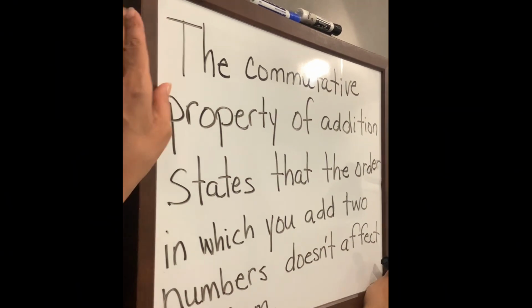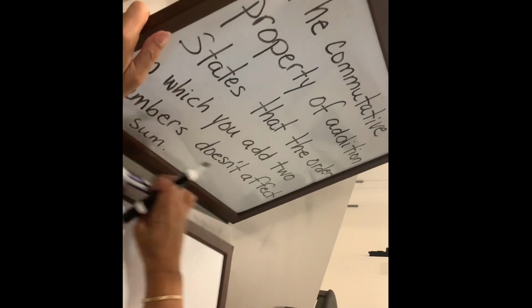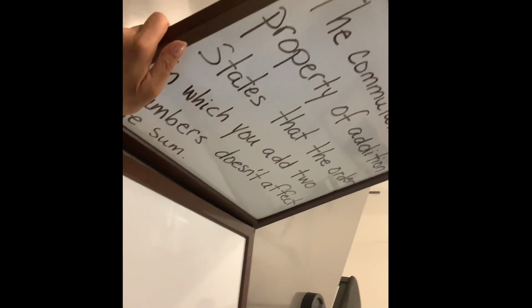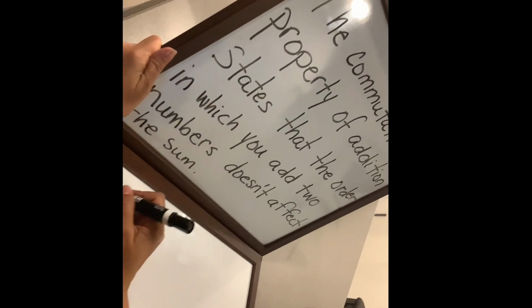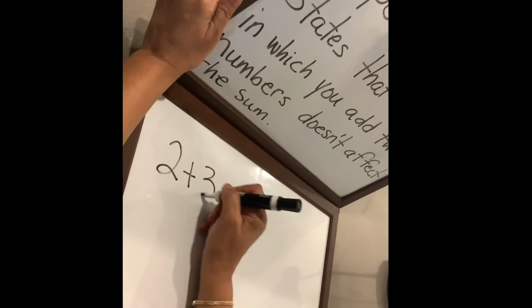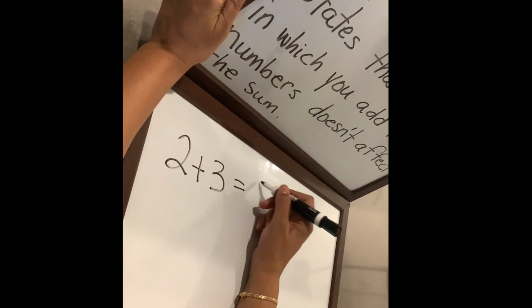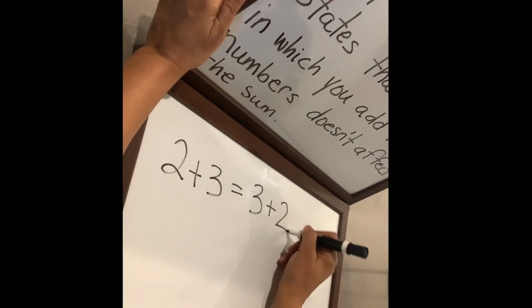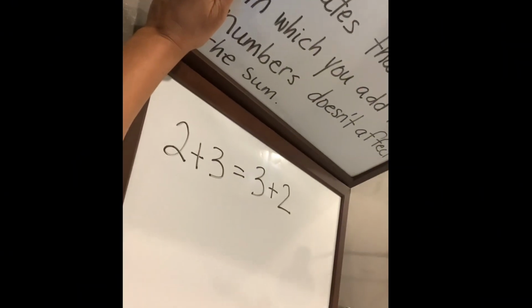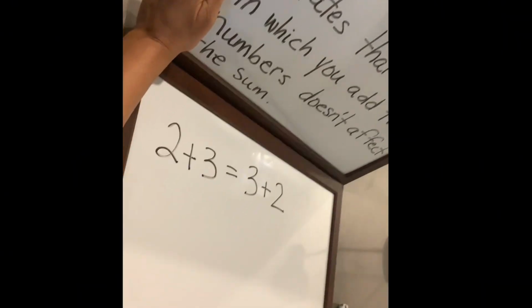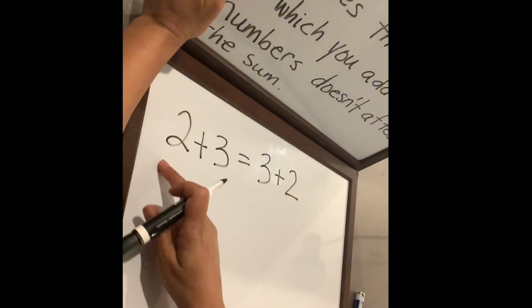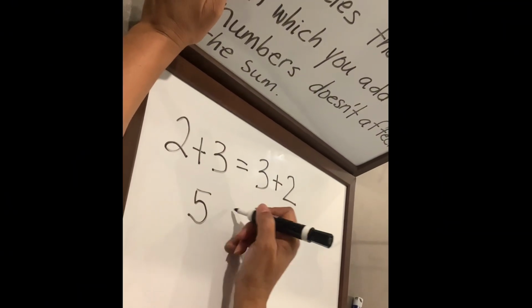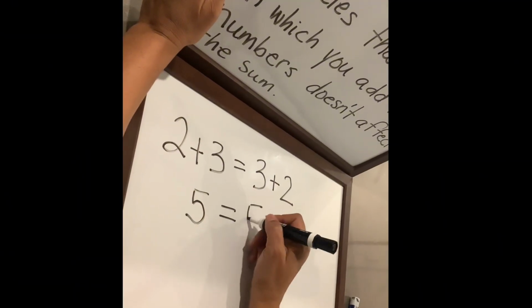Okay, so what does that look like? The commutative property of addition states that the order in which you add two numbers doesn't affect the sum. That means that if you have 2 plus 3 and you have 3 plus 2, the order doesn't matter. It doesn't affect the sum. The sum is the answer to the addition problem. So 2 plus 3 is 5, and 3 plus 2 is 5.